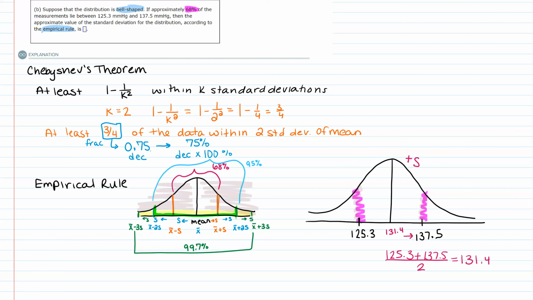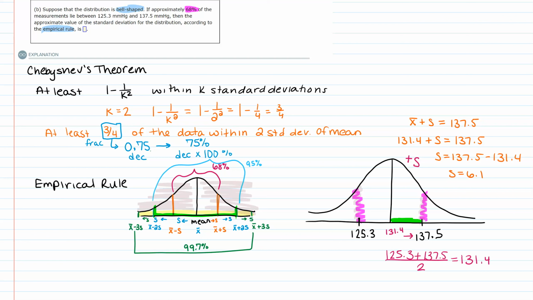So if we could find out how far it is to go from the center to one side, that would be the standard deviation. Because it's 1 standard deviation away, I know that x bar plus 1 standard deviation would make 137.5. But I know x bar is 131.4. So 131.4 plus s equals 137.5. So I can subtract 137.5 minus 131.4, and that gives us 6.1.